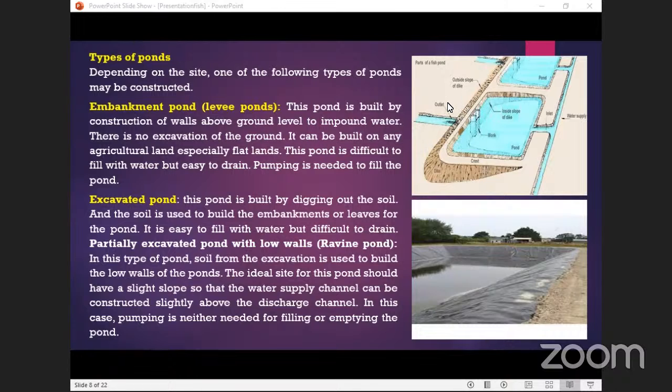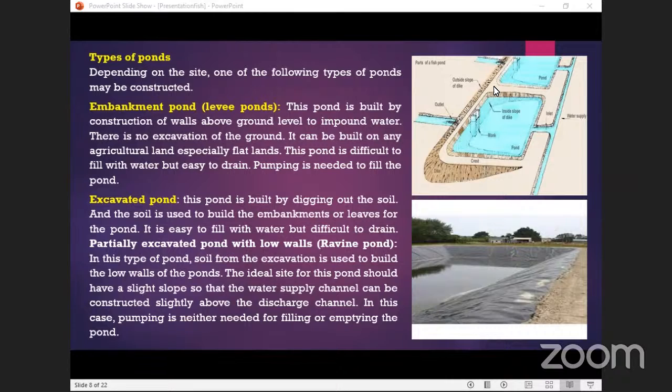So the first type of pond is the embankment pond. Just like the way you see this one here. The pond is built by constructing the walls at ground level to impound water, meaning you limit the movement of water, such that water is kept inside the excavated ground.